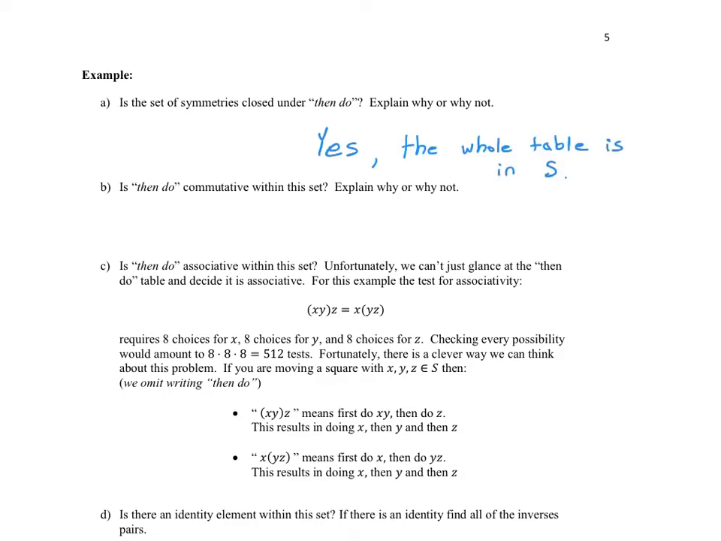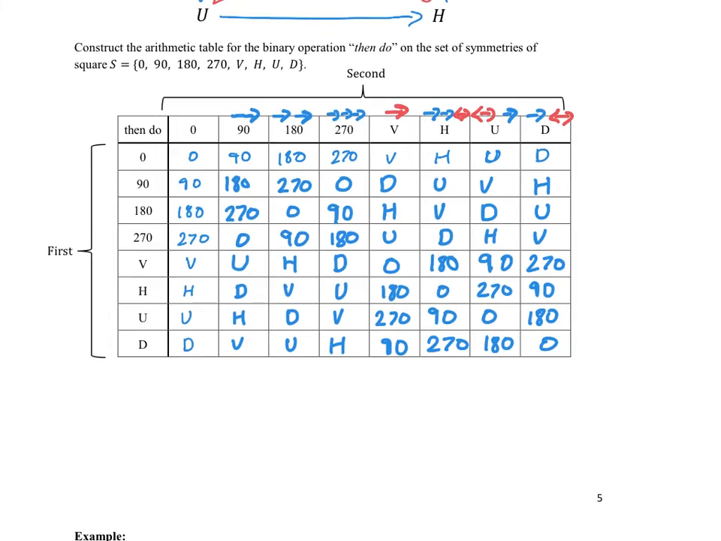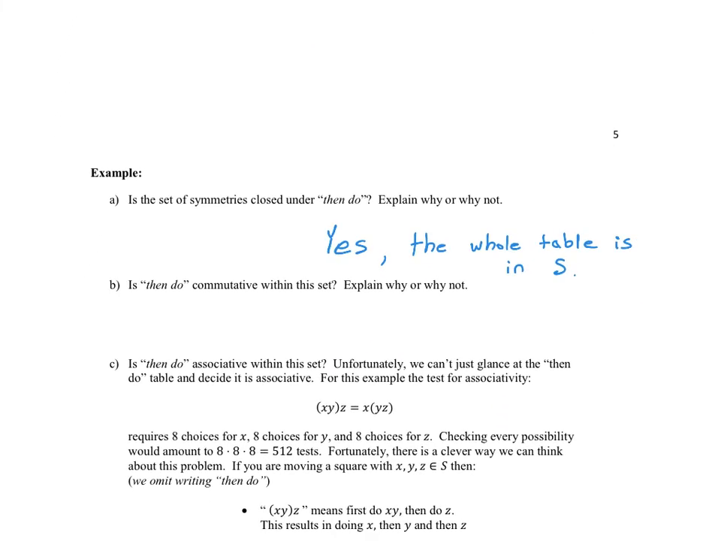Is the operation then do commutative? Okay, let's go back to our table and let's check. So if we draw our diagonal line, is it the same below the line compared to above the line? And maybe we notice right here, it's not the same. So V 270 is not the same as 270 V. Okay, so let's scroll back to where we were, and the answer to this question is no.